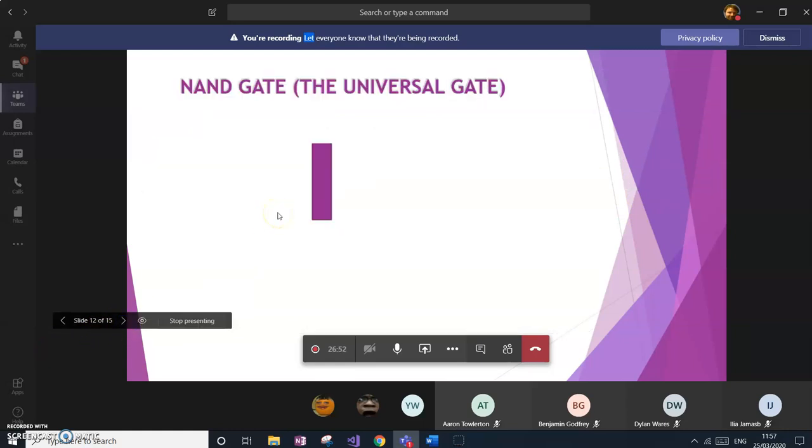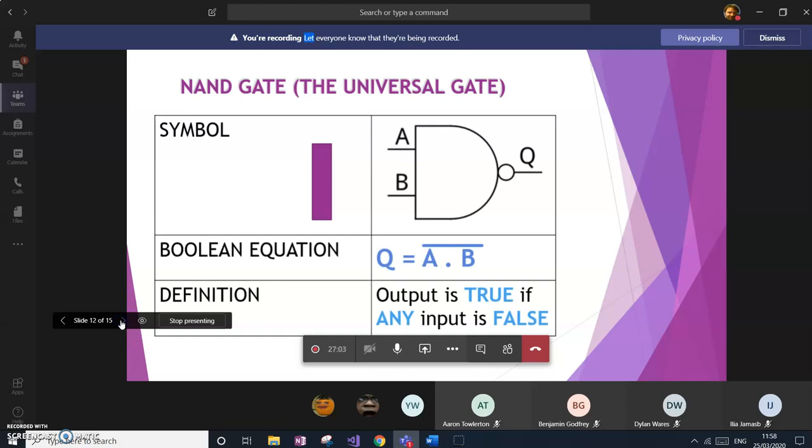Right, so let's have a look at some other gates that you also need to be aware of. It's not just AND, OR and NOT. You also need to know about the NAND gate. So the NAND gate. Let's have a look at it first off in terms of its symbol and its notation.